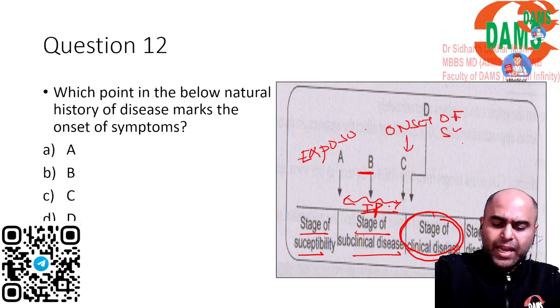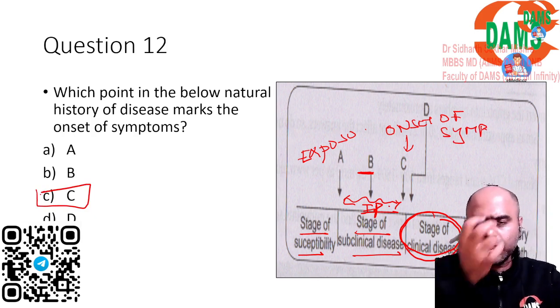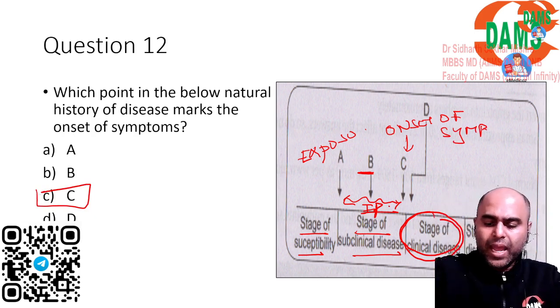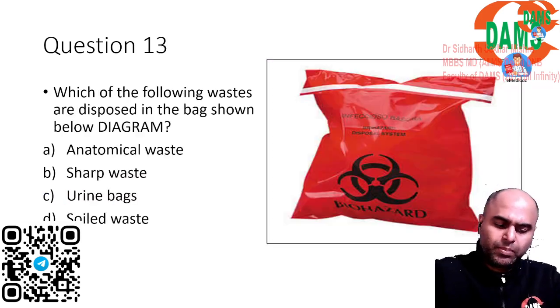So guys, A to C indicates my incubation period. So C is the onset of symptoms. After the symptoms develop, you can have recovery or disability or death. I hope I am clear with this.